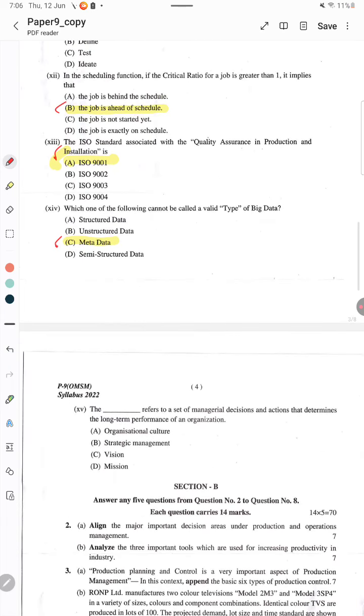And then question number 15. The dash refers to the set of managerial decisions and actions that determines the long-term performance of an organization. It is strategic management. So strategic management refers to the set of managerial decisions and actions that determines the long-term performance of an organization. So option B is the correct answer. Please make note of it. That's all.